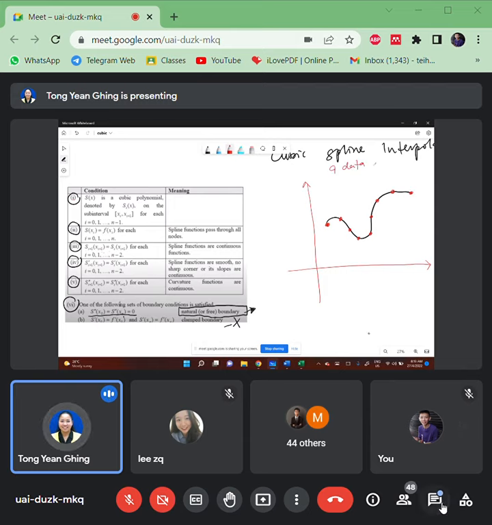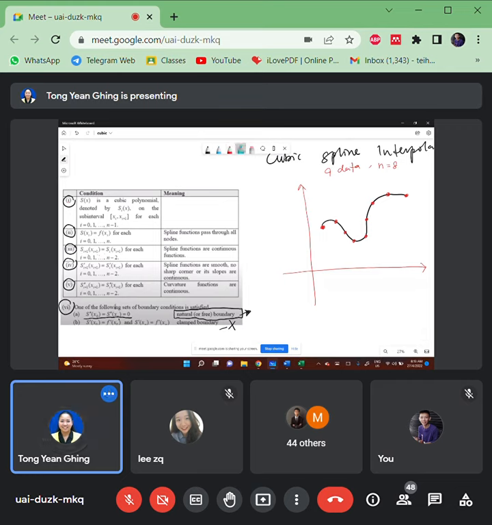9 data points, that means n is 8. So the whole thing, this is S(x). Okay, when we have S(x) here, now I will separate it into a few segments like this, right? I mentioned based on these points.